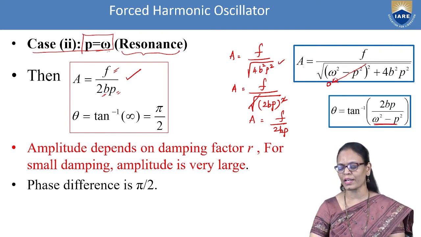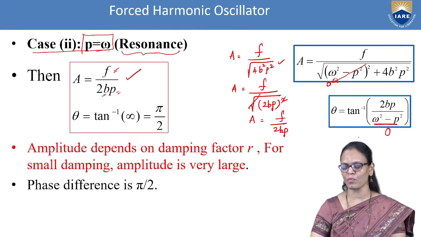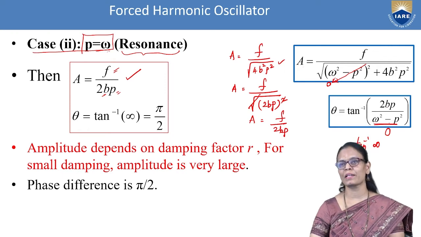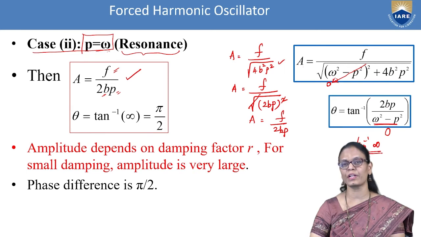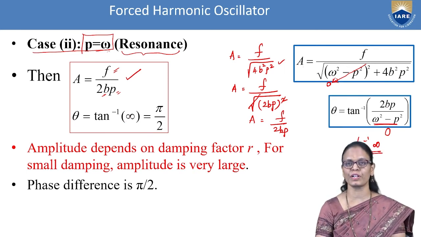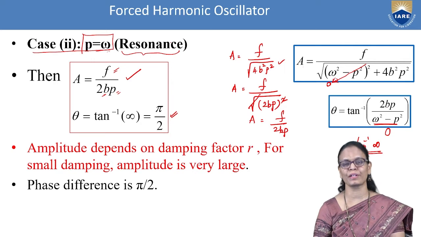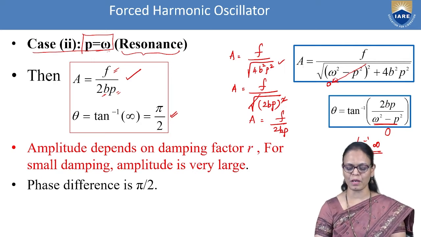So when these two are equal, the denominator is 0. So something upon 0, what you have is tan inverse infinity. 1 by 0 or some constant upon 0, we have infinity. So what we are seeing here, theta is equal to tan inverse infinity. So when do we get infinity? For pi by 2.